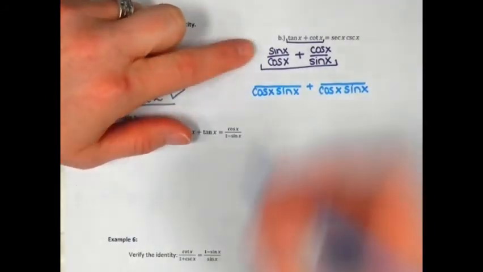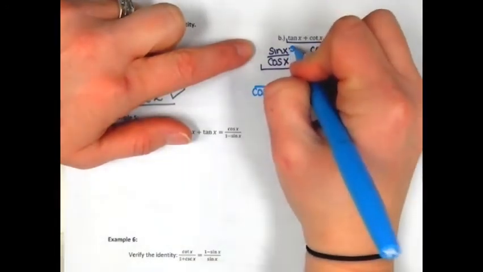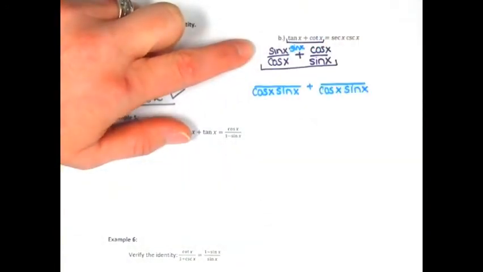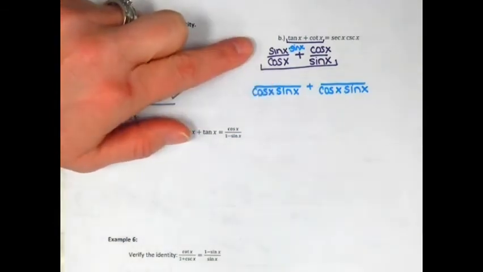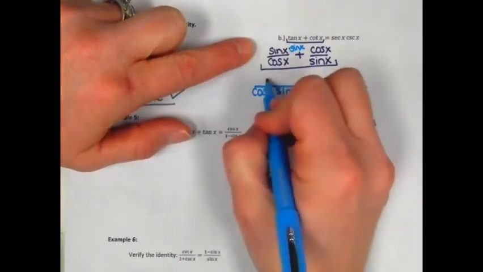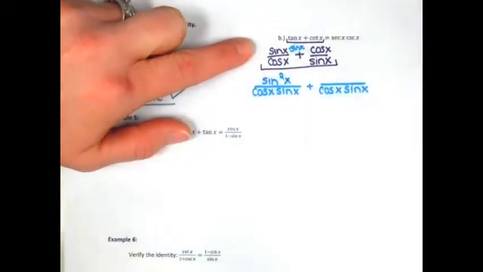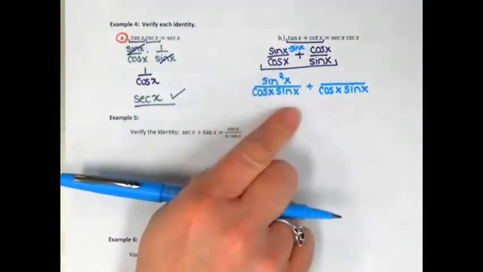So I need to multiply the numerator by what? Sine, right? Why? Because the cosine's already there, we're missing the sine. So what's sine x times sine x? Sine squared. Yes. Now, what's missing in the second fraction? Cosine, right? So I got to multiply by cosine. So what's cosine times cosine? Cosine squared.